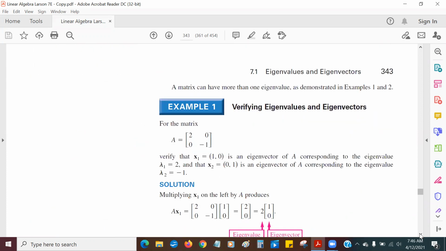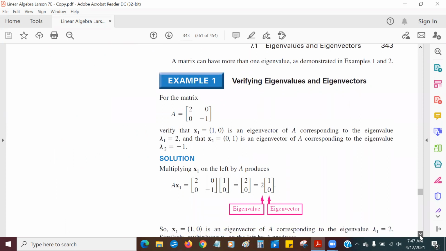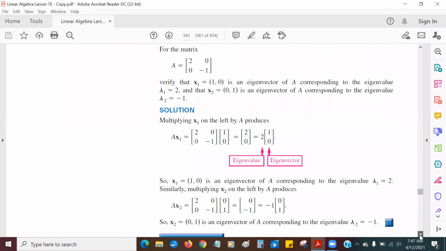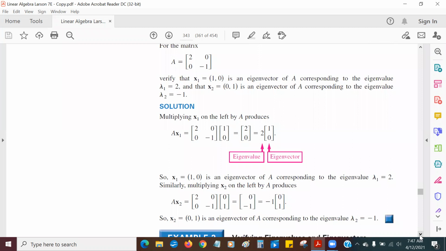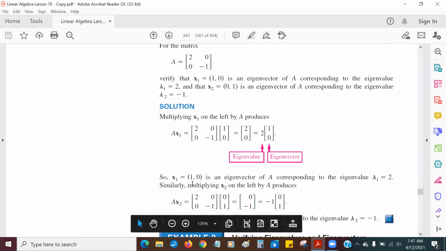Okay, here we go. That was x1 and lambda 1. Let's try x2 and lambda 2. So again, our A, that's fixed. It's 2, 0, 0, -1. We're not messing with the A. We're given the A, we're not messing with it.